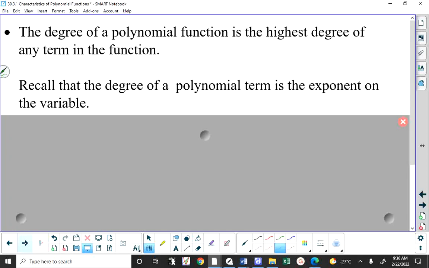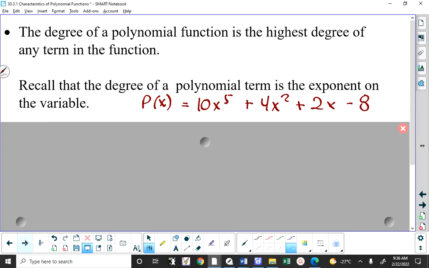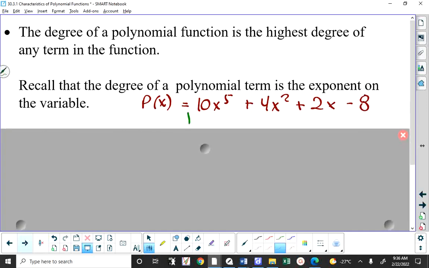So for example, if I had p of x, I'll just use p for polynomial, equals 10x to the 5 plus 4x squared plus 2x minus 8. The degree of this term is 5. The degree of this term is 2. The degree of this term is 1. And the degree of the final term is 0 because we could write x to the 0. So that's how we identify the degree.